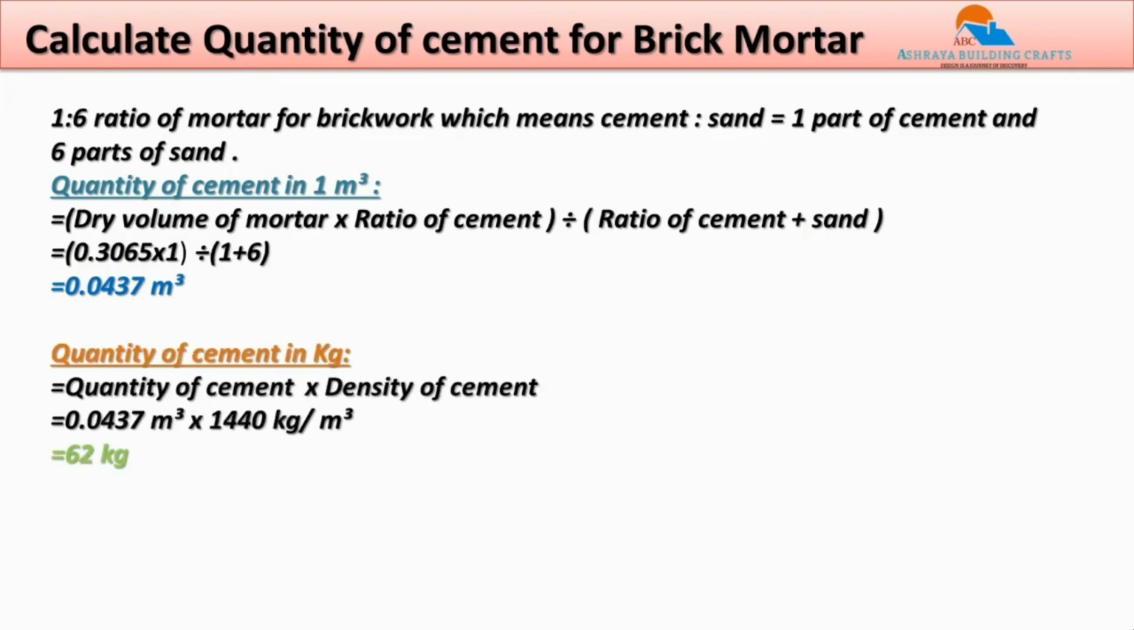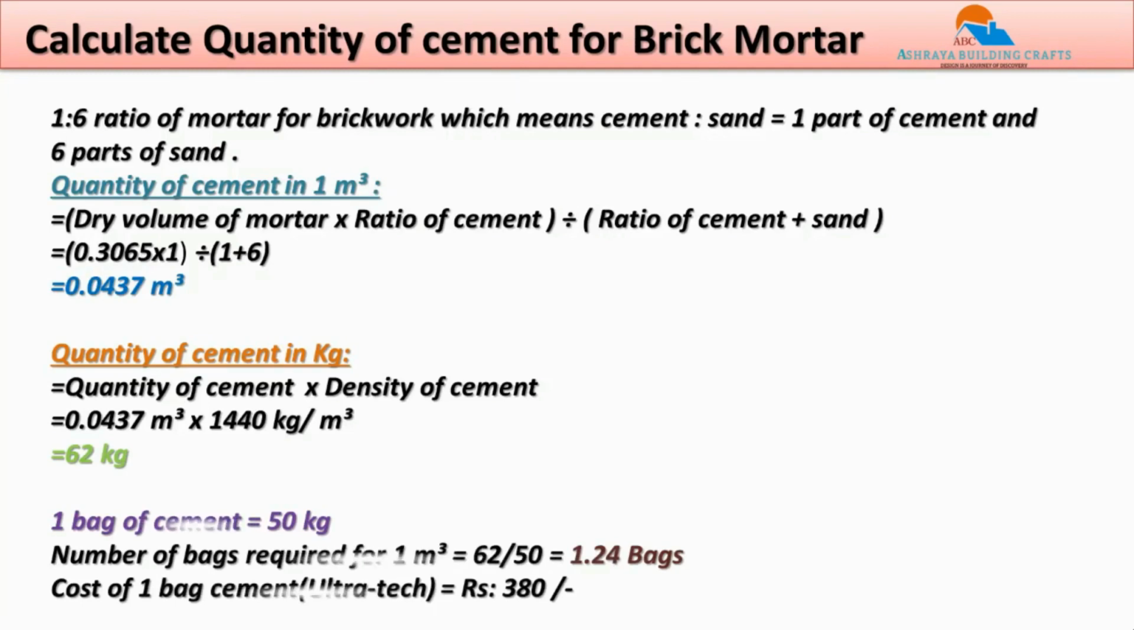To calculate quantity of cement in kg, quantity of cement into density of cement results 62 kg. One bag of cement is 50 kg. Number of bags required for 1 cubic meter, that is 1.24 bags. Cost varies for cement from each brand. Here for Ultratech, the present price is rupees 380.